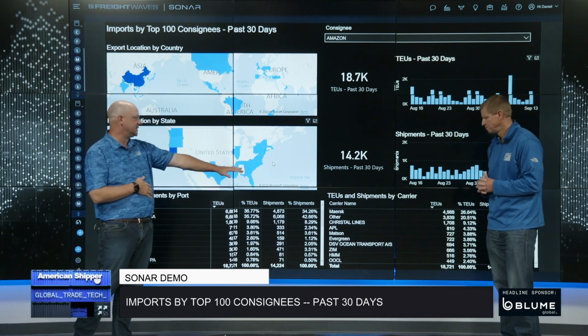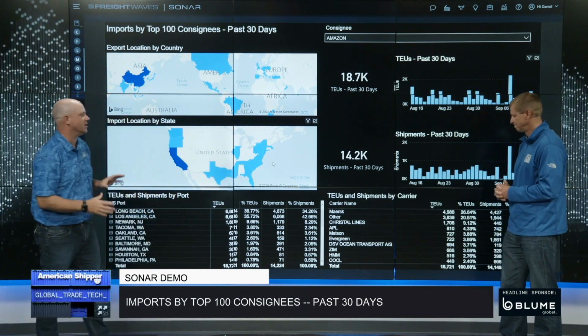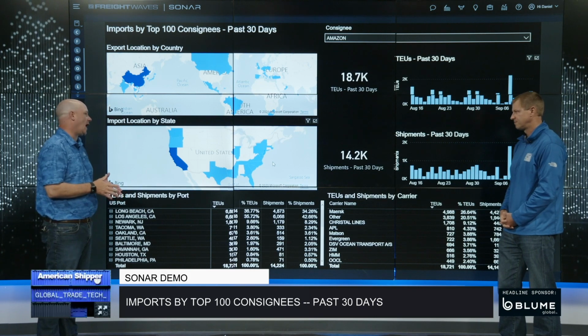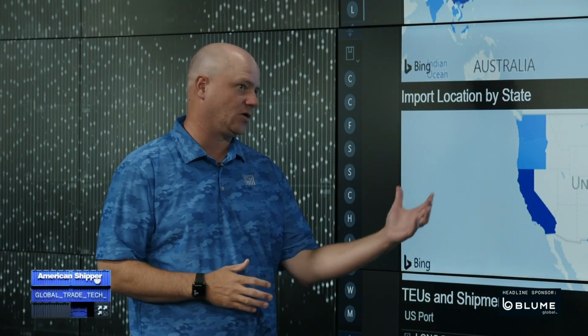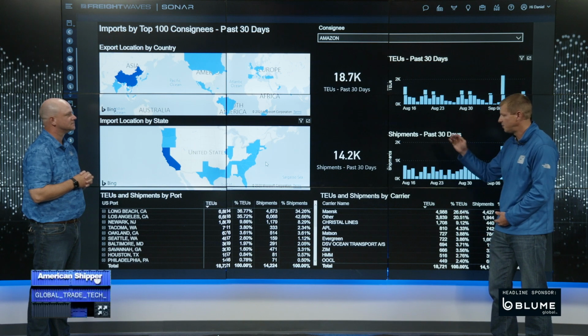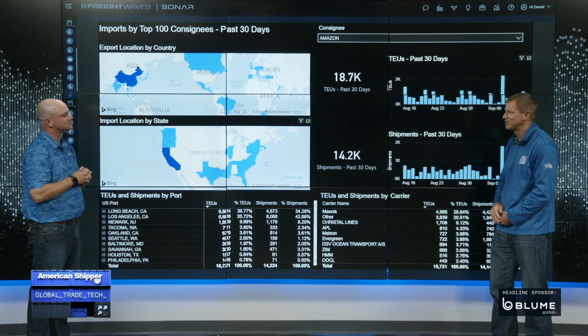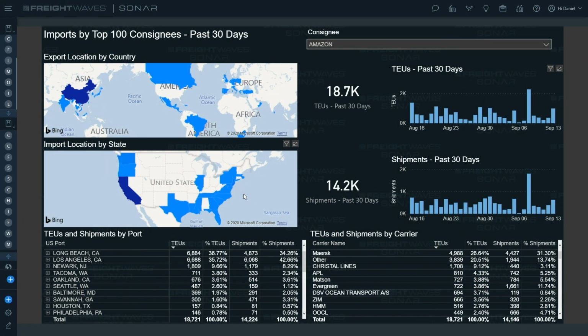You're also seeing TEUs and shipments by carriers. So if you're a dray carrier or happen to have a lot of exposure to freight that's on a particular carrier, you can actually see that right here. Exactly, especially if you're a drayage provider and you know that Maersk containers are more difficult to deal with. You need to make sure that you have enough chassis available in all those port cities, especially if you deal with Amazon a lot, because they do get very customer specific.